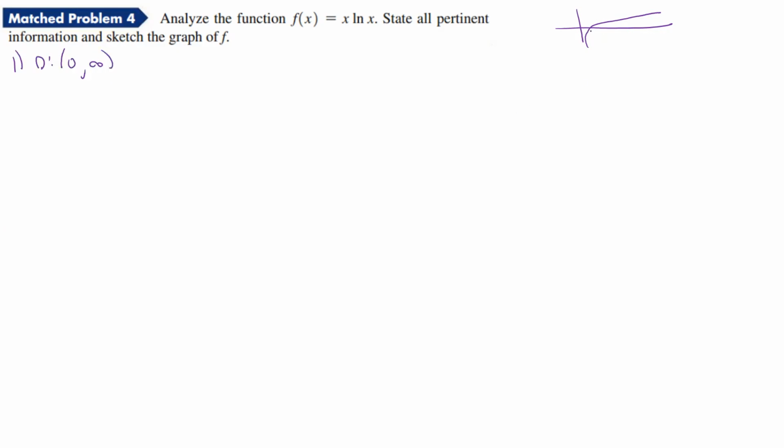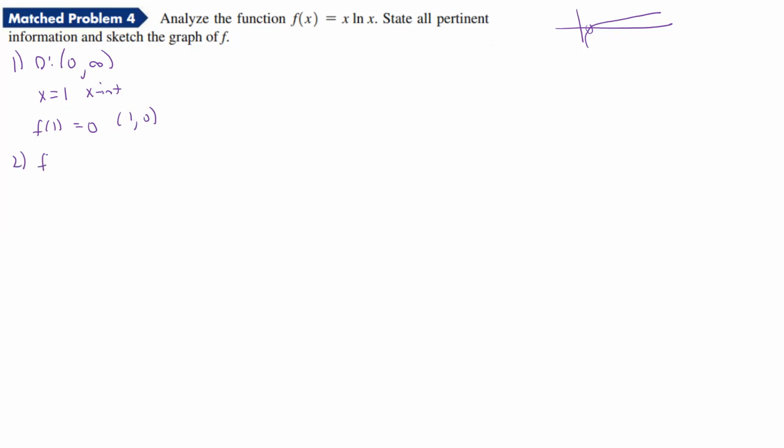Now, where does it cross? Well, it crosses at x equals 1. And so x equals 1 is going to be our x-intercept. And so f of 1 will be equal to 0. And so that gives us our (1, 0) as far as where that is going to intercept. Okay. Now there's not going to be any asymptotes or anything like that in this one per se.